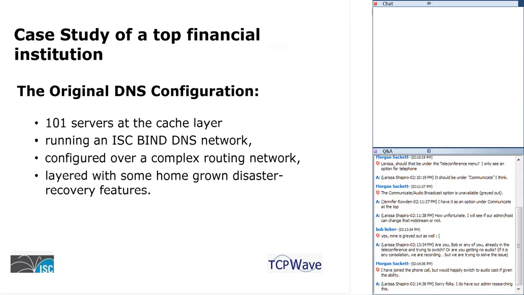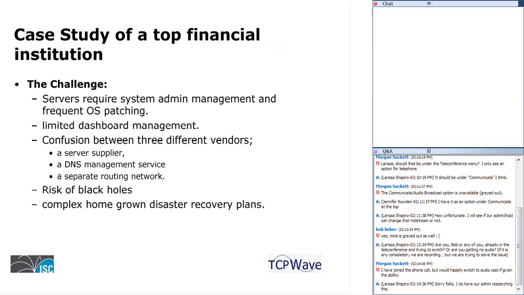The DNS service was provided by one of the larger DNS companies, so they had a third party providing the latest updates and patches. They created their own routing schemes to have some redundancy, and they added some DER features to help improve resiliency. Some of the challenges that they faced were that the servers required system admin management and frequent OS patching. This was costly in both money and in time.